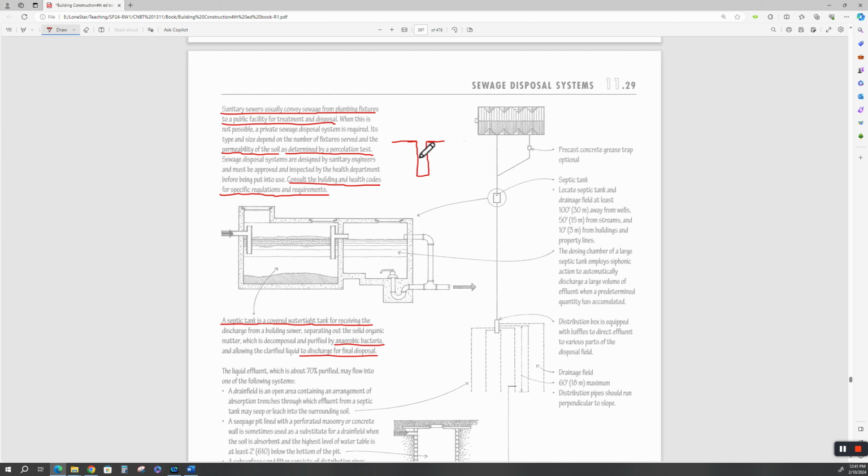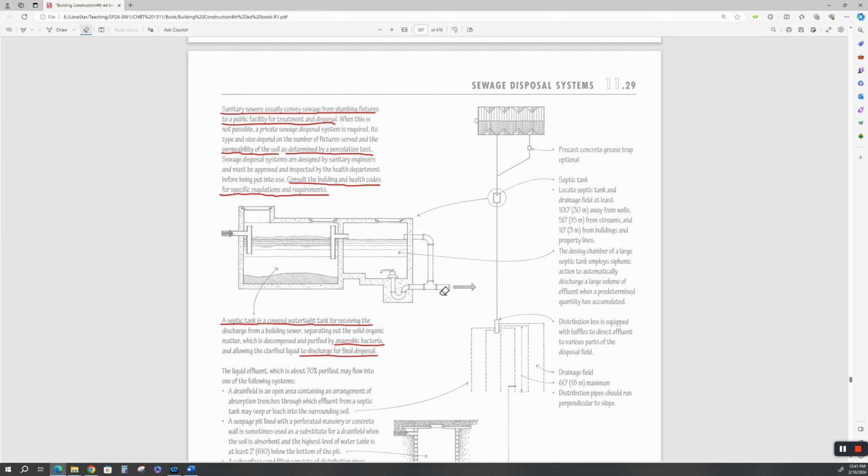You'll drill a hole in the ground and put in a calibrated cylinder, and you fill it full of water, and you time to see how long it takes for that water to go down. And based on that calculation, you go back to the table, assuming the local ordinances will allow you to actually have a drain field and a septic tank.